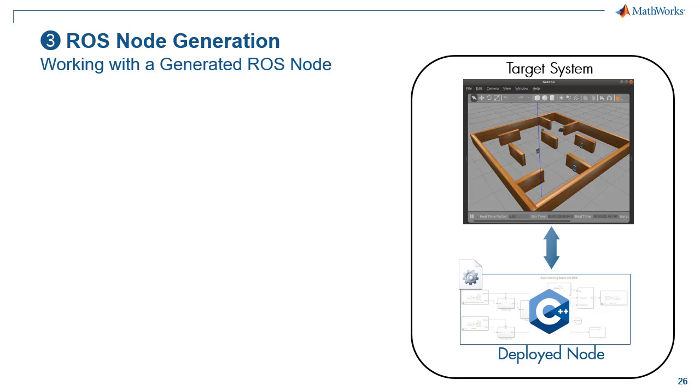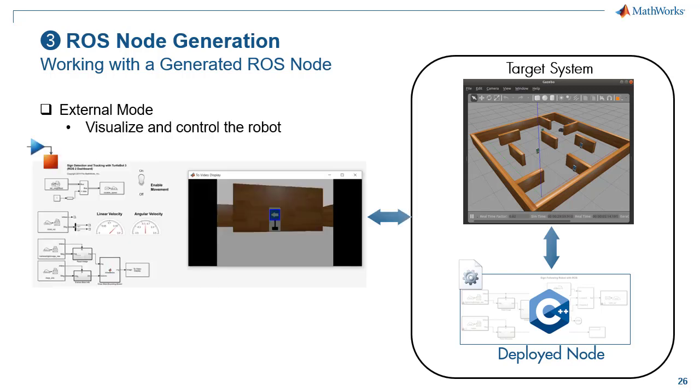Once you have generated a ROS node from Simulink, there are several ways you can work with it. For example, in Simulink, you can use external mode to tune the generated ROS node in situ, even though the code itself is running on the target computer. It can be a good debugging tool while you are still designing your algorithm, to tune the parameters and visualize the data directly in the Simulink model.